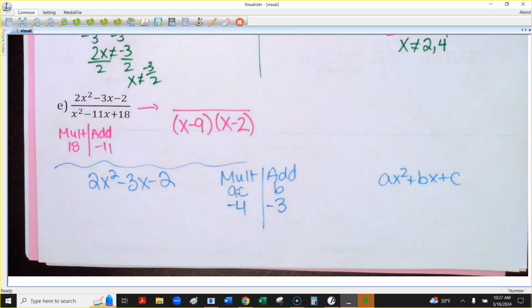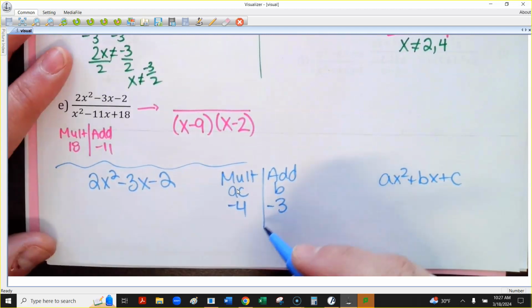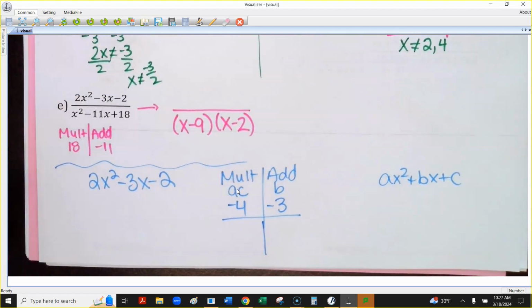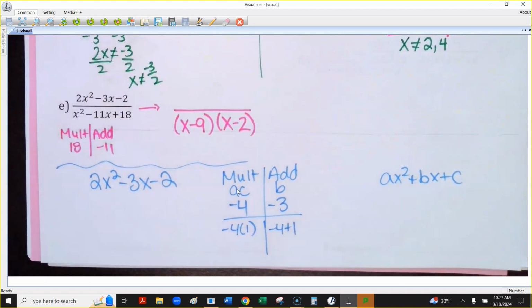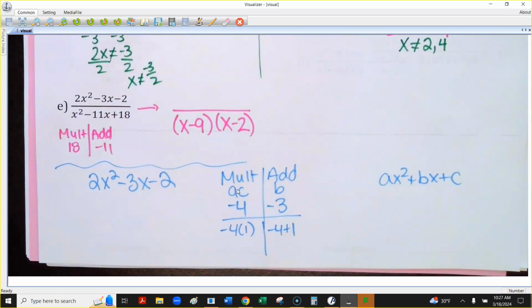Can you guys think of two numbers that would multiply to get negative 4, but the same two numbers would add to get negative 3? Perfect. Negative 4 and 1. Negative 4 plus 1. Okay, now here's the deal with this. If you've never seen the Berry method before, grab a paper for them real quick.